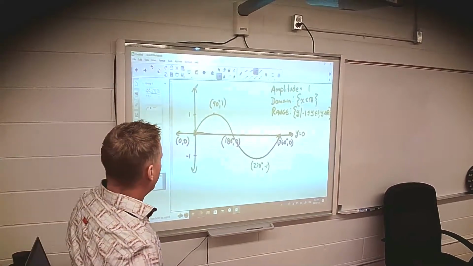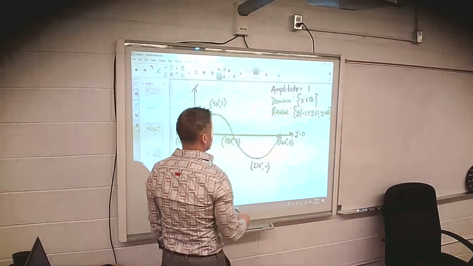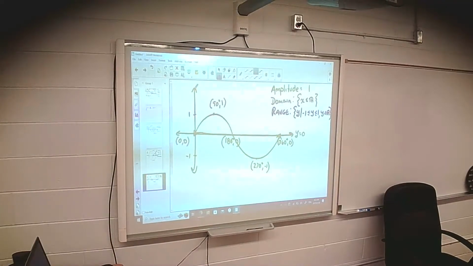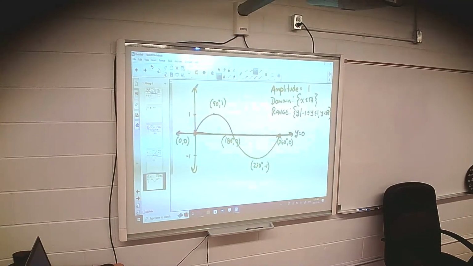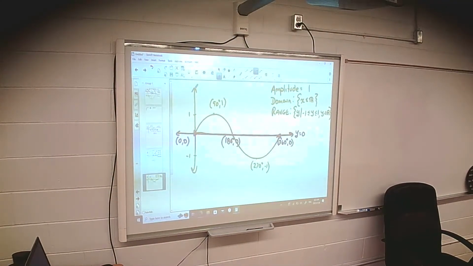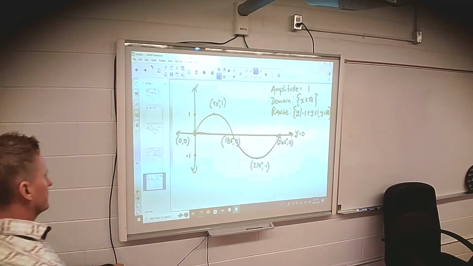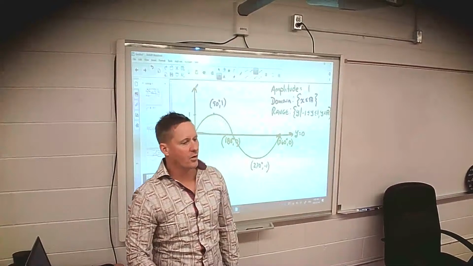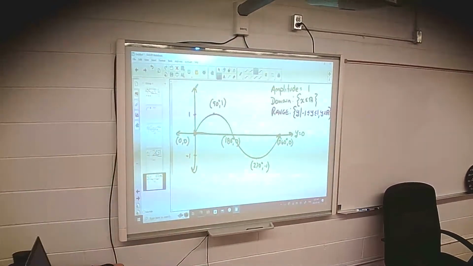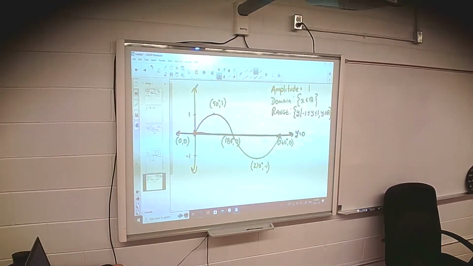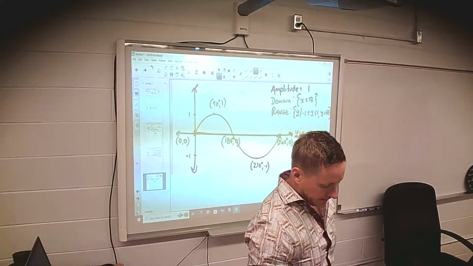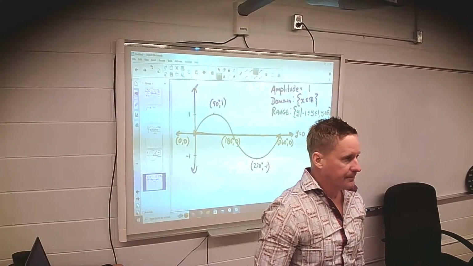And then this graph, where do you see them occurring? Every how often? Every 180. Awesome. Great work. 0, 180, 360. The next one will be 540. Next one will be 720. Negative 180. Negative 360. So that's x-intercepts. Okay. We have an amplitude of 1.